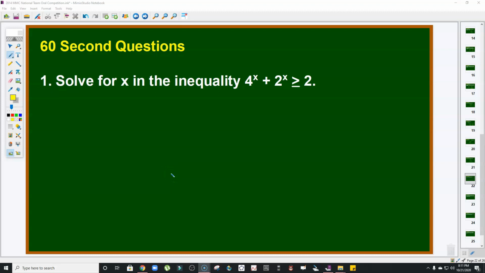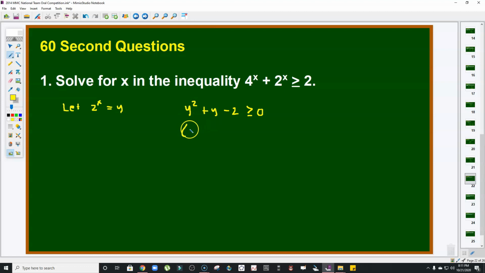Okay, for 60-second questions. Problem number 1. Solve for x in the inequality 4 to the x plus 2 to the x is greater than or equal to 2. Okay. Now, we let 2 to the x be a certain variable, simply because we can express 4 to the x in terms of 2 to the x, right? So with that, I'm going to have y squared plus y minus 2 greater than or equal to 0. See that? Okay, so now, this is factorable.